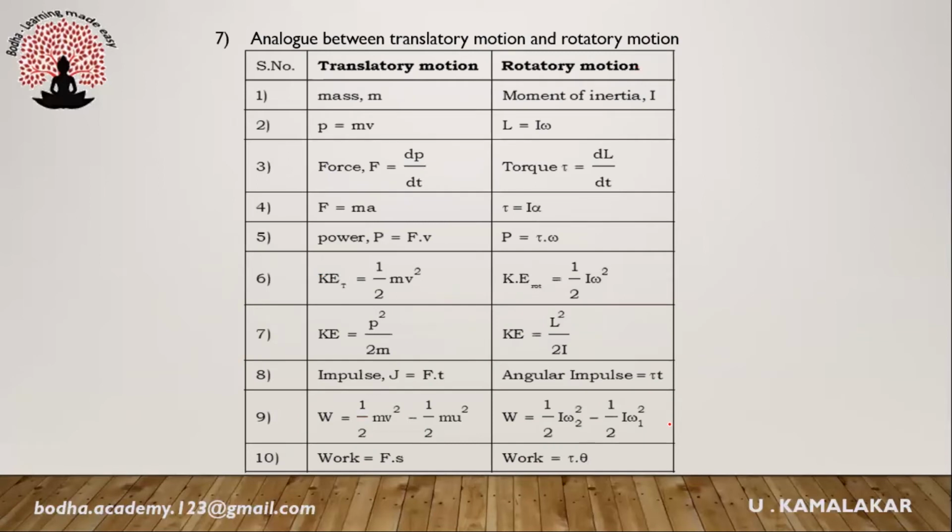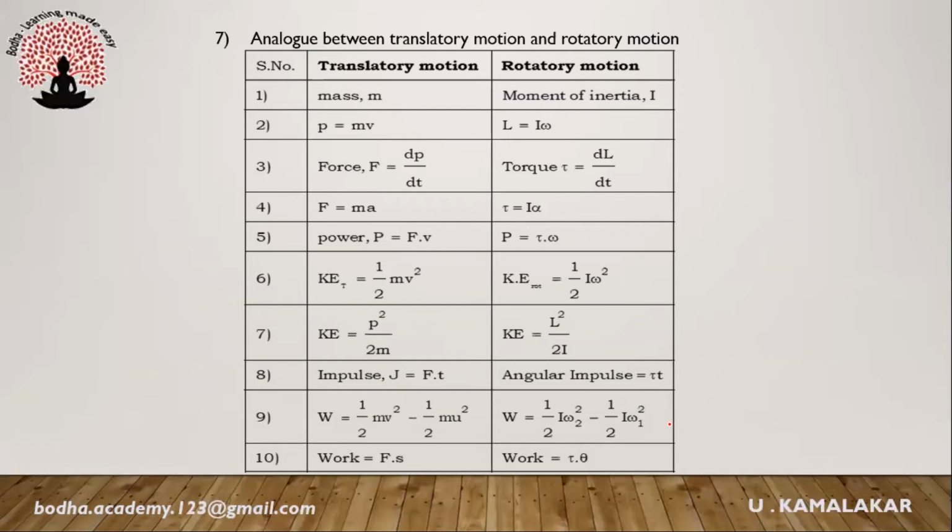Here is a certain analogy between translatory motion and rotatory motion. In translatory motion, mass m is equivalent to moment of inertia I in rotatory motion. In translatory motion, momentum p is the product of mass and velocity. In rotatory motion, angular momentum L is the product of moment of inertia and angular velocity. In translatory motion, force is the rate of change of momentum. In rotatory motion, torque is the rate of change of angular momentum.